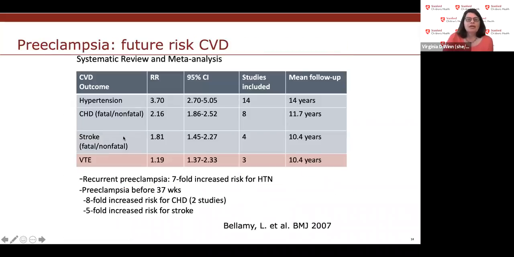And if you look at hypertension, the increased relative risk is typically reported in the 3 to 4 range. Coronary heart disease, 2-fold risk. Stroke, also around a 2-fold risk. And these risks, when you look at recurrent preeclampsia or preeclampsia that presents earlier than term, are actually higher. And this is from a systematic review and meta-analysis.